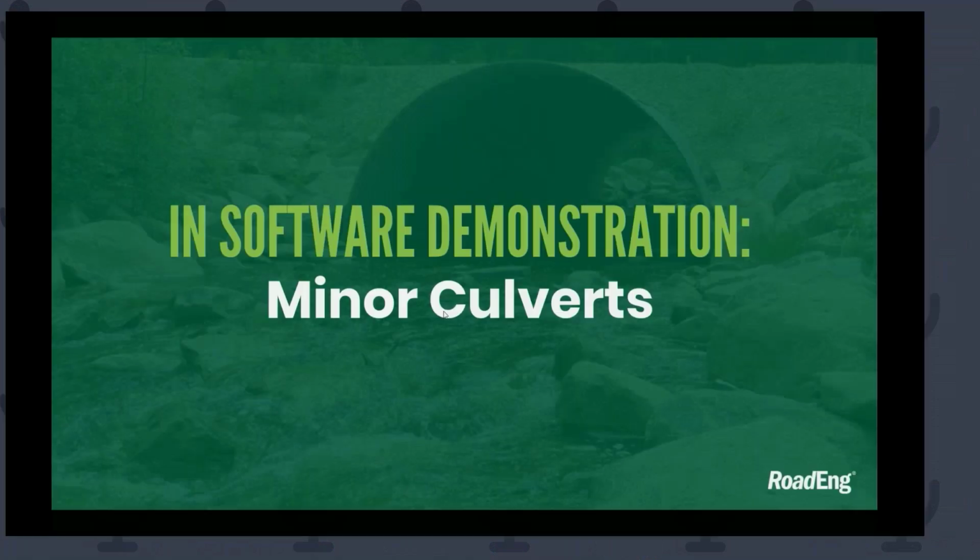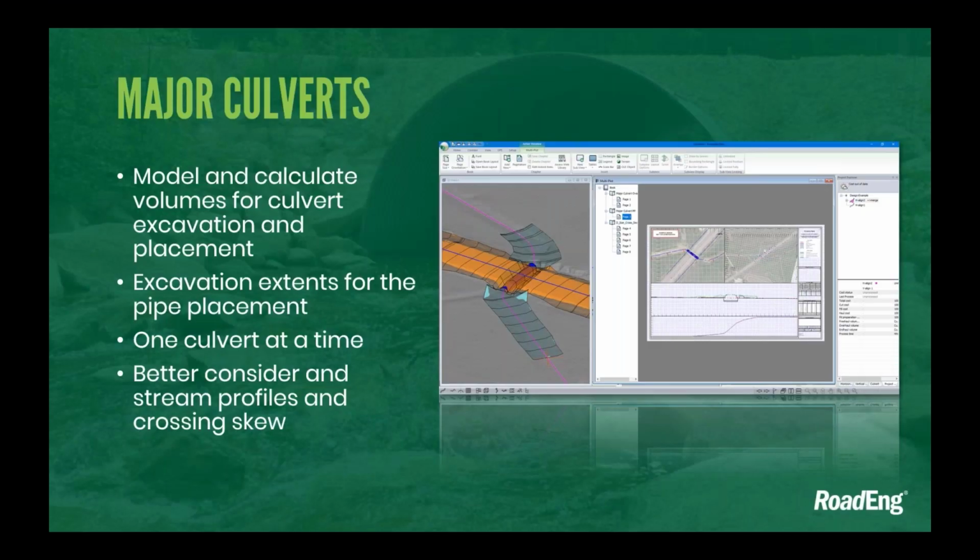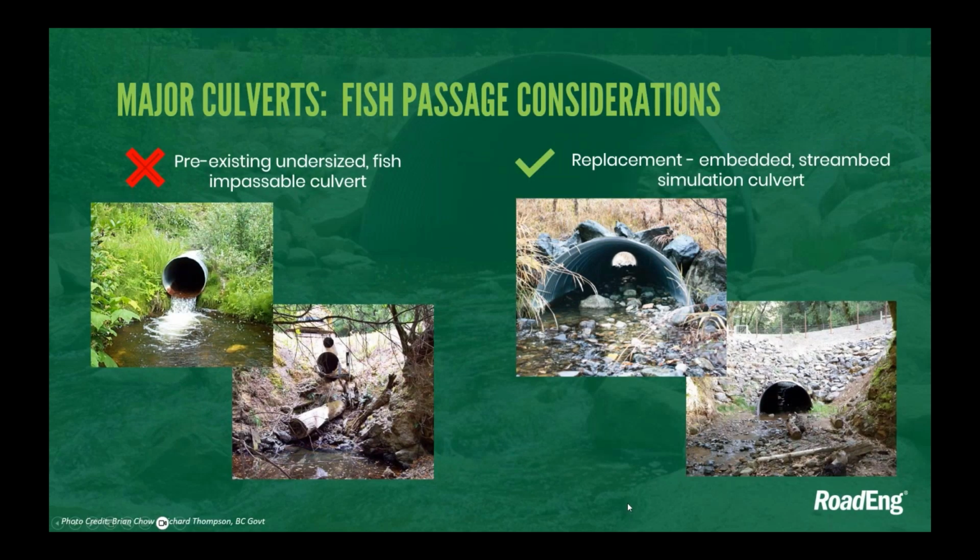Excellent. So we're now going to move in and take a look at the more complicated side of culverts. And this is major culverts. And here we are going to be handling them sort of one culvert at a time. We're going to be modeling and calculating volumes for the culvert excavation and the placement. We're going to be looking at the excavation extents for that pipe. And really, by doing it one at a time, in particular when we're dealing with something as sensitive as fish passage, it's really important to be able to better consider those stream profiles, the crossing skew, and just the general placement, which brings me to my kind of quick public service announcement, which is major culverts, fish passage considerations, super important.